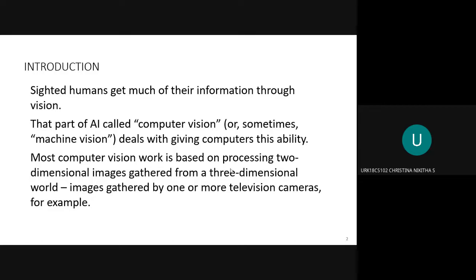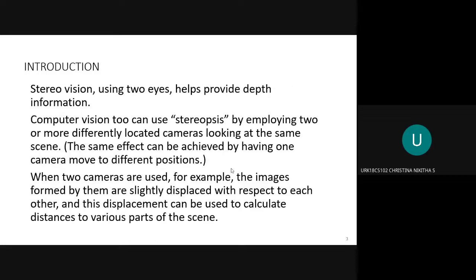So computer vision is basically viewing the images, I mean, three-dimensional images in the world with the help of two-dimensional images that are captured by television cameras. Since we all have two eyes and we look at objects with the help of those two eyes, we can use that with computer vision also, which is called stereopsis. That is by locating two different cameras at two different angles, so that the images are visible from various angles.